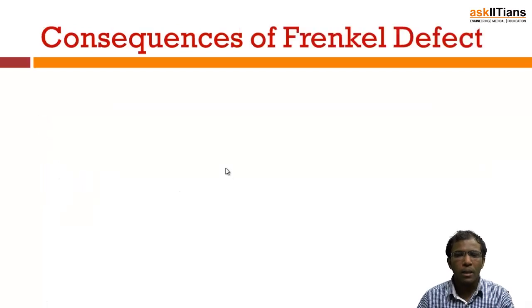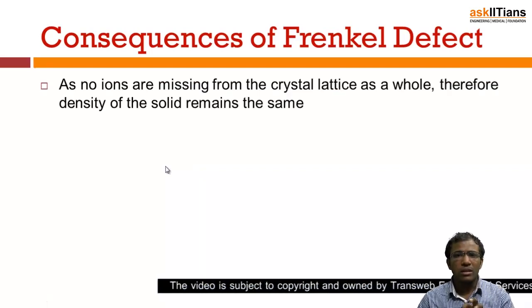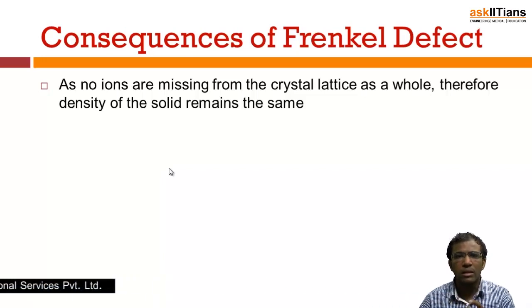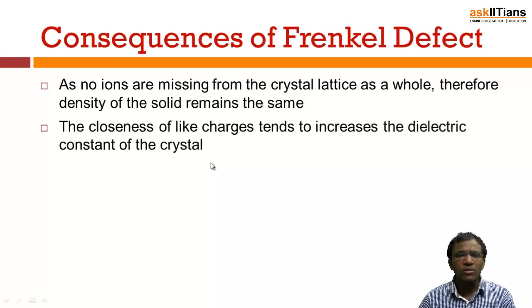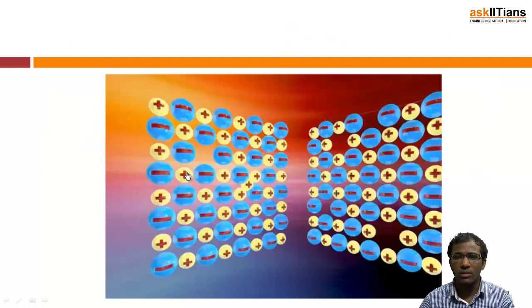Okay. Let's see some of the consequences of the Frenkel defect. Since here no ion is missing from the crystal lattice, they are simply dislocated. Instead of staying in its own place, the cation will stay in some other place, in some other interstitial space. So here no ions are missing from the crystal lattice, therefore no change in the mass, no change in the volume, and as a result there is no change in the density of the solid. Okay. The closeness of like charges tends to increase the dielectric constant of the crystal, and the crystal also conducts electricity to a small extent by ionic mechanism. So these three are the consequences of the Frenkel defect.